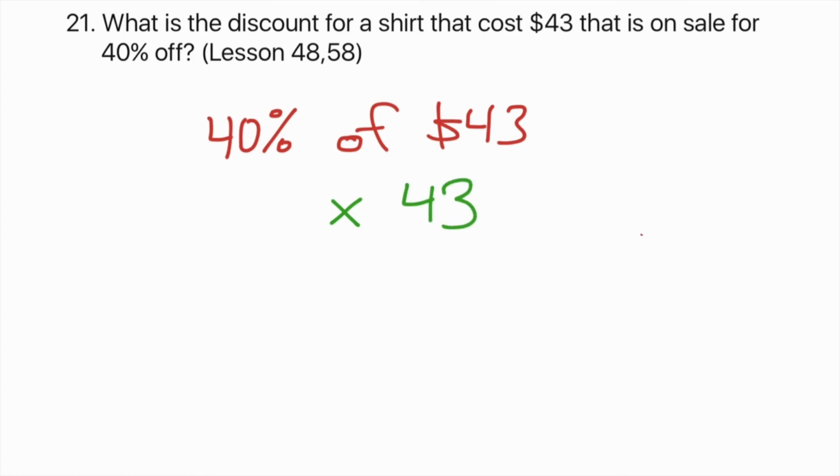So of 43. And 40%, we want to make that into a decimal because we never want to multiply by a percent. So 40% as a decimal, we just move our decimal point 2 places to the left, and that's going to give us 0.4. So again, all I did was move that 2 places to the left. And now all we need to do is multiply. So 0.4 times 43 should give us the exact same answer. We're going to get 17.2, which is $17.20.